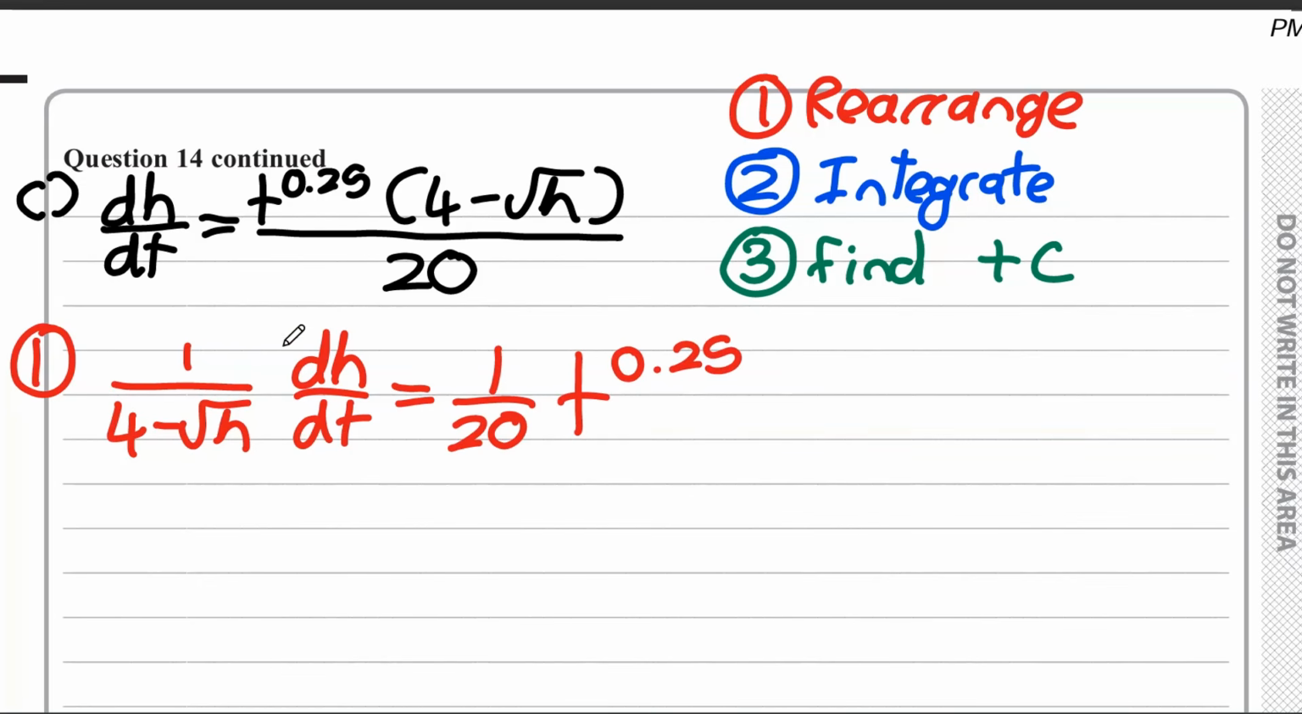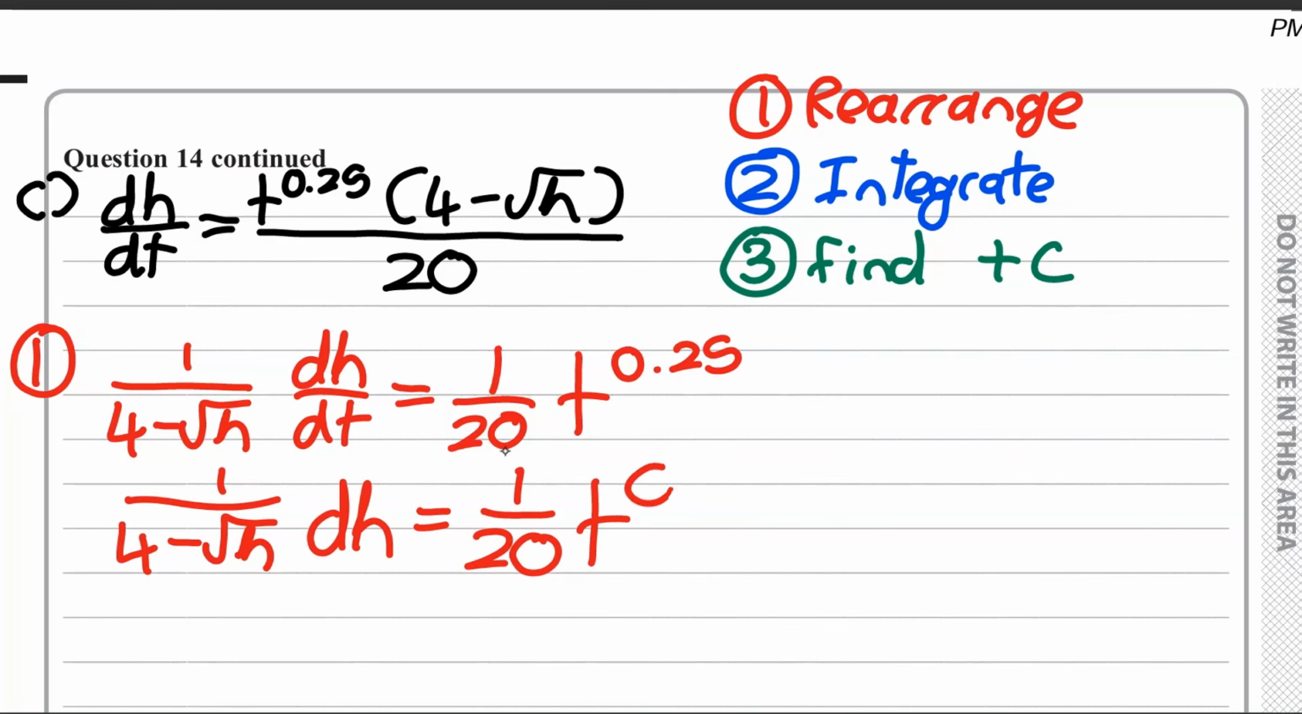So we've got all of the h and dh terms on this side. So now we need to get this dt term onto this side. So we multiply both sides by dt. We get 1 over 4 minus root h dh is equal to 1 over 20 t to the power of 0.25 dt, like this here. So we've done the first step.